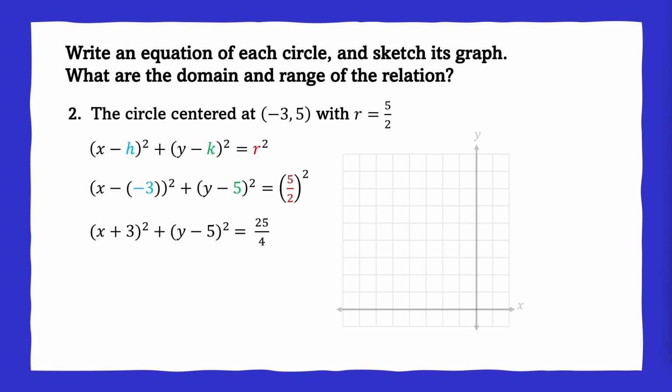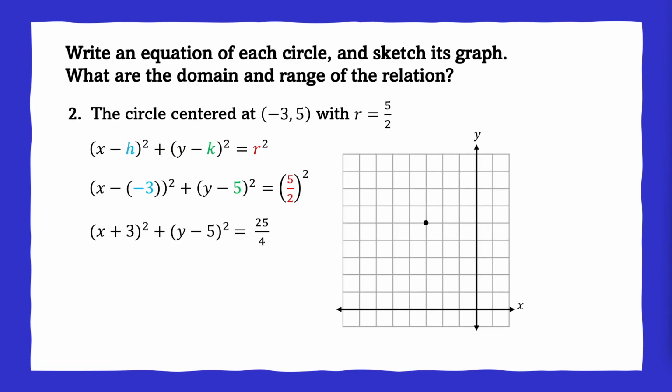To graph the circle, start by plotting the center at (negative 3, 5). From there, move 5 halves units, or 2.5 units, in each of the 4 directions to mark the outer points of the circle. Then draw a smooth curve connecting them to complete the circle. Looking at the graph, we can determine the domain and range. The x values stretch from negative 5.5 to negative 1/2. The range goes from 2.5 to 7.5. You can also find the interval by subtracting or adding the radius to the coordinates of the center.